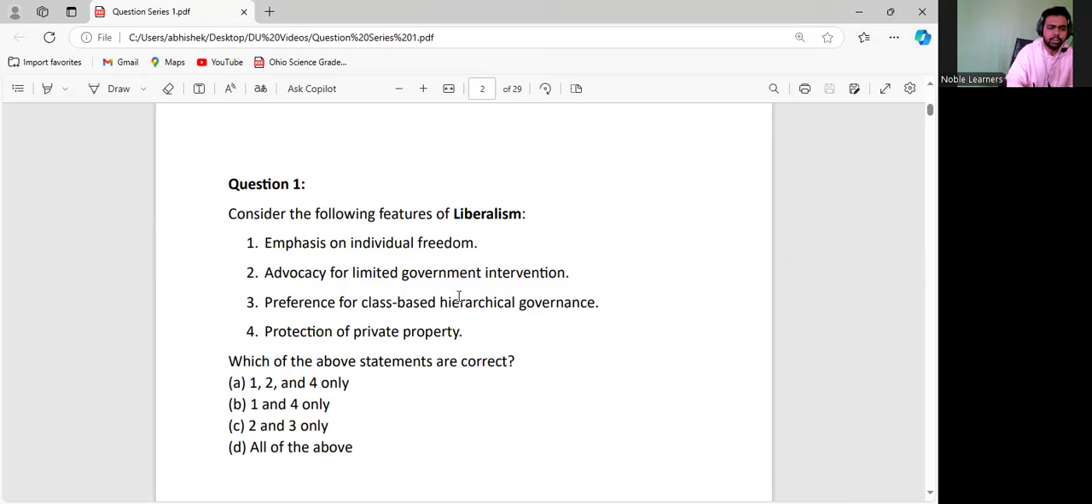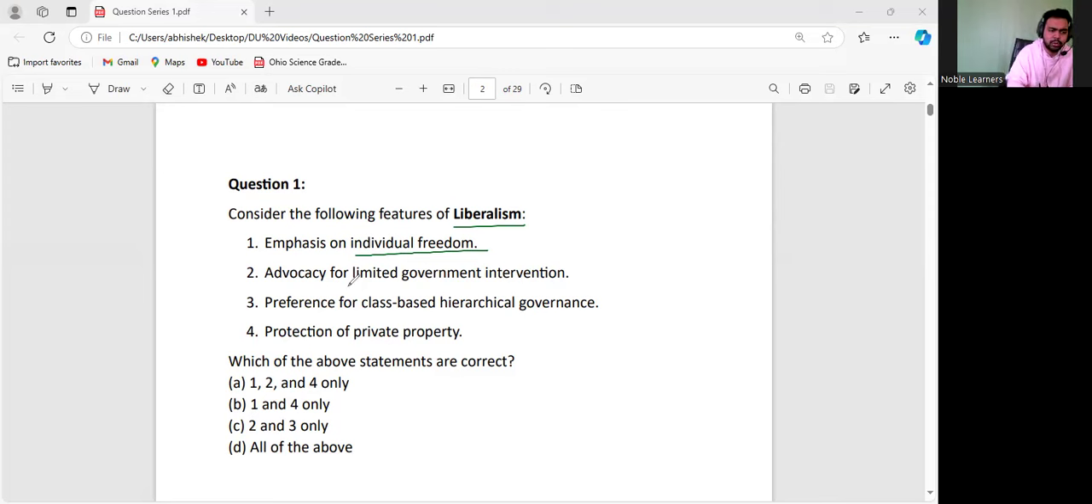So first of all, we are talking about liberalism. Consider the following features of liberalism. Emphasizes the individual freedom. Obviously, liberalism is talking about individual freedom. The father of liberalism is John Locke. He is quite often referred to as the father of liberalism. Hobbes is also related to liberalism. Rousseau is there, Thomas Paine is there. A lot of thinkers are there.